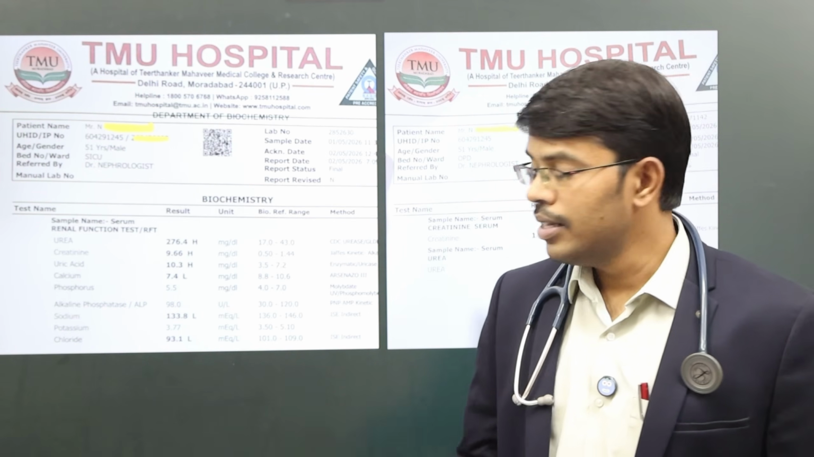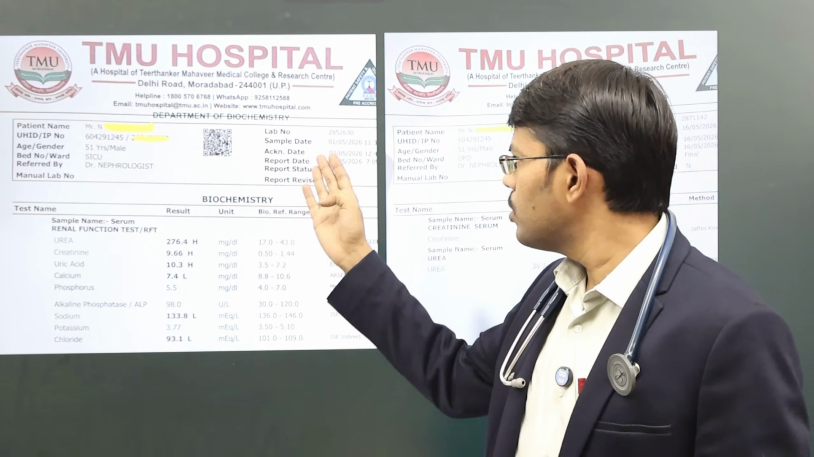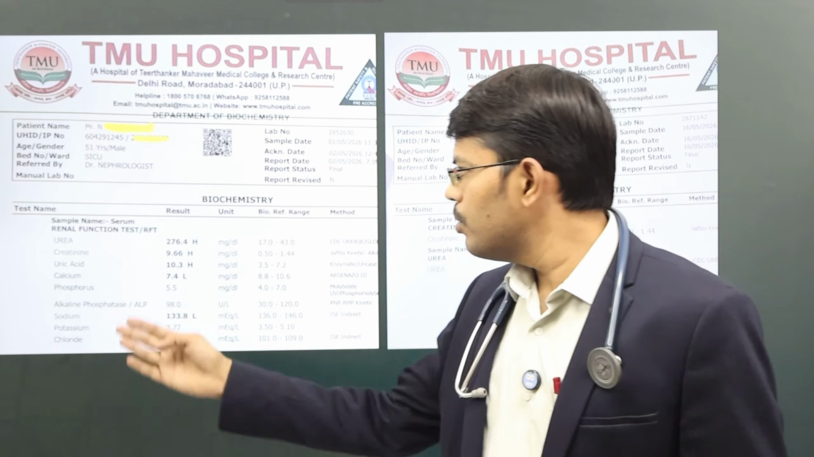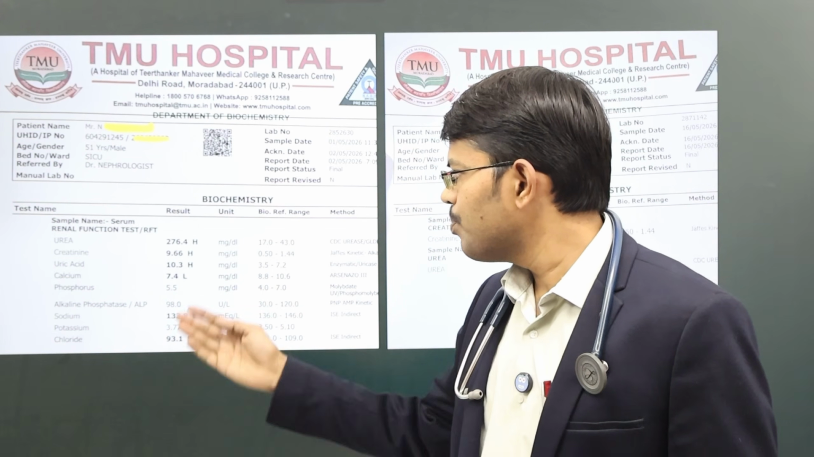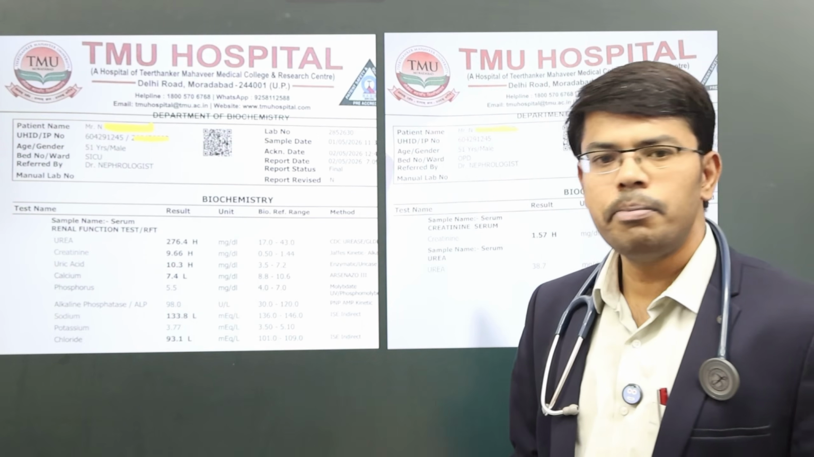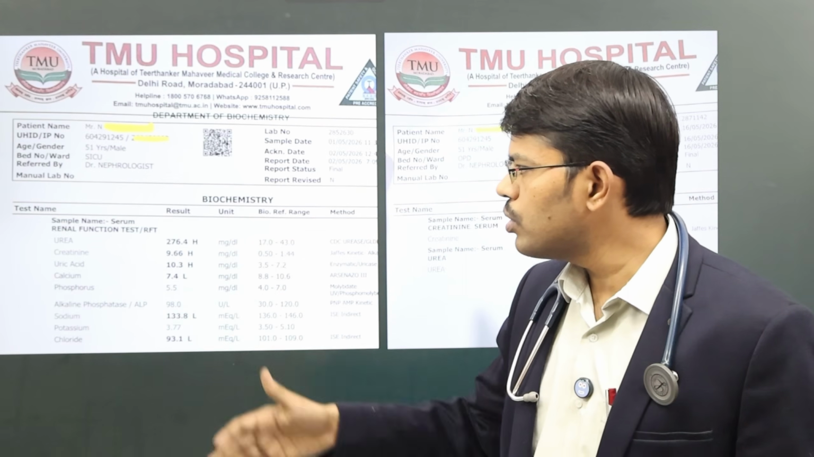When he came, this was the KFT report that was on 2nd of May. You can see urea is 276, creatinine was in the range of almost 10, 9.66 to be exact. And he had hyperuricemia and mild dyselectrolemia in the form of calcium abnormality. Here the focus is towards urea and the creatinine.